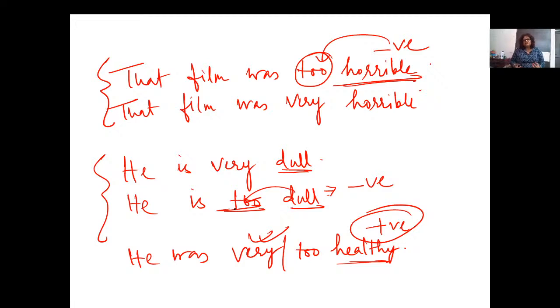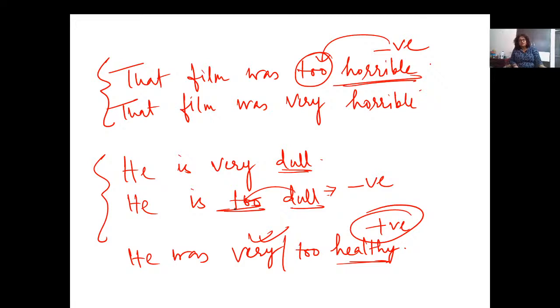If I am telling you she is too happy, she is very happy, which will be the correct option? Definitely, she is very happy. But if I say I am too disturbed and I am very disturbed, the word disturbed is a negative word. So we have to take I am too disturbed. I am very annoyed or I am too annoyed, which will be the correct option? I am too annoyed, because annoyed is a negative word.